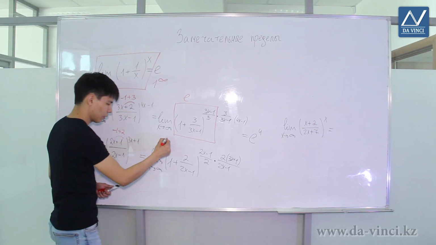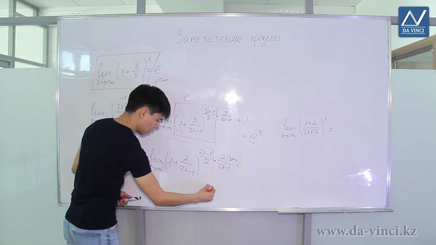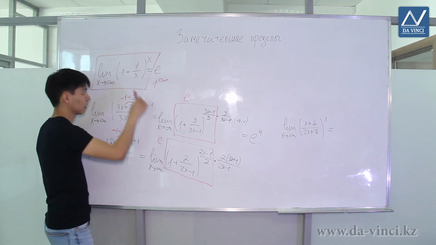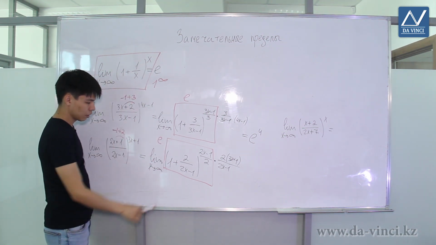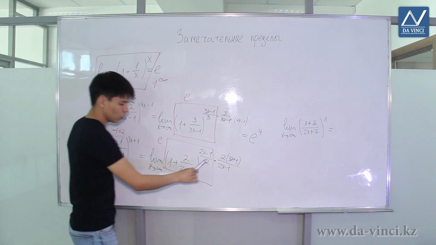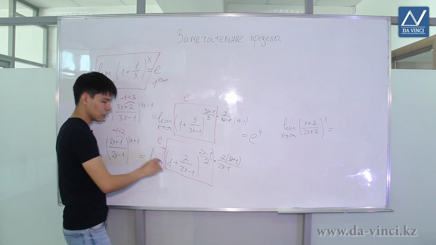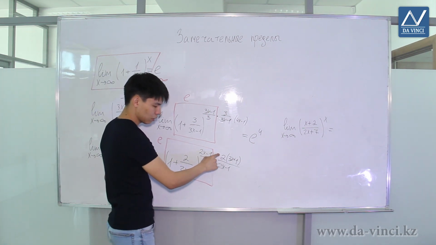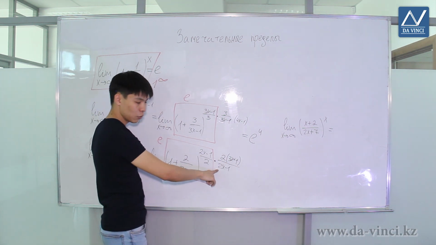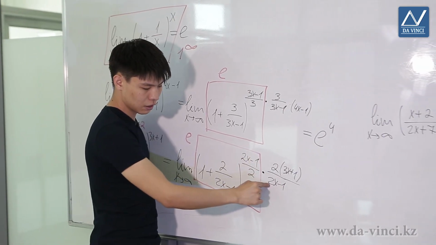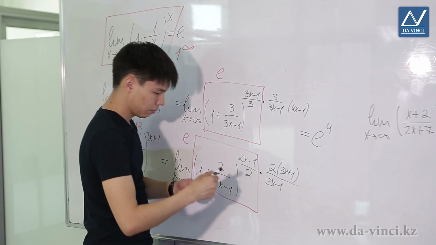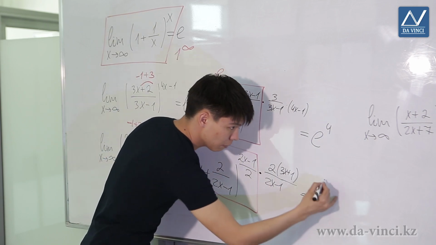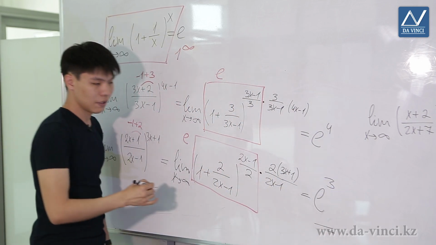Now, look. This limit is equal to e. This is the second wonderful limit. It remains to calculate only this limit. Then it will be e, the power of this value. It's very simple. Open the brackets. There will be 6x plus 2 divided by 2x plus 1. In the limit, 6x by 2x is 3. In total, it will be e. This limit is 3, so e to the power of 3. We left it in this form.